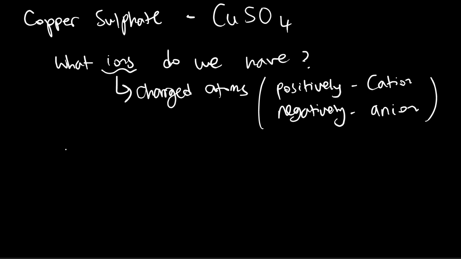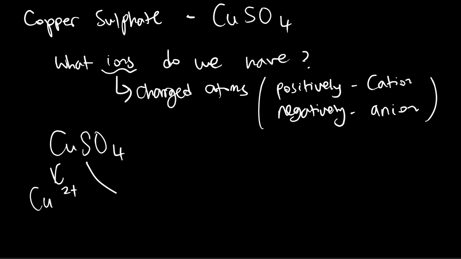So what ions do we have? Copper sulfate, right? CuSO4. Copper is Cu2+. It's got a 2+ charge. What does a 2+ charge mean? It means it's lost 2 electrons, so it has two more protons than electrons. Remember, usually you would have the same number of protons and electrons, but if you lose electrons, you're going to have more protons, right? Protons are positively charged, so it's going to be a Cu2+ because you lost 2 electrons.